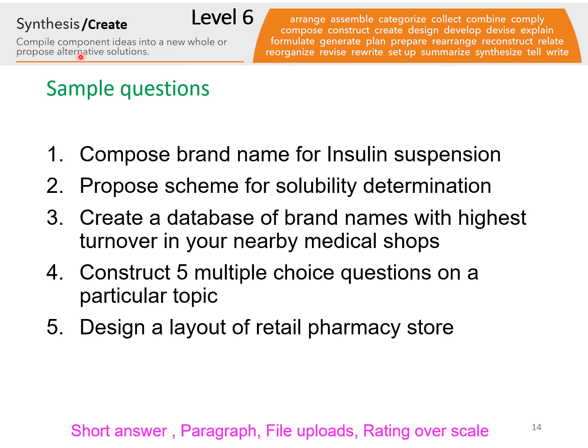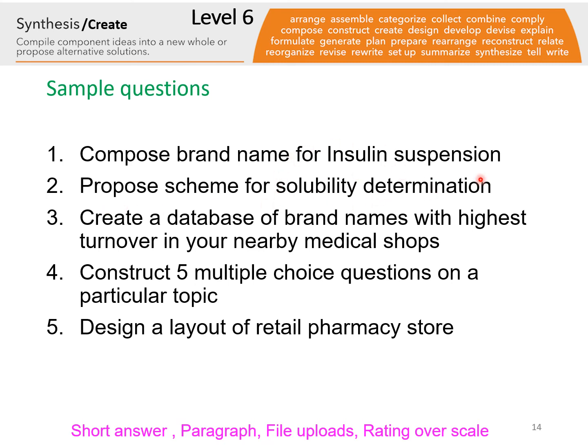they need to compile the component ideas into a new whole or propose alternative solutions. So like they are learning different brand names of different preparations, we can ask them to compose a particular brand name. So we are now asking them to bring out their own inner voice and come up with some solutions.